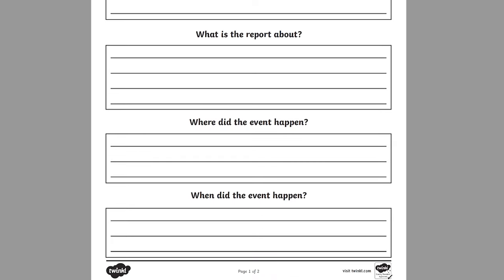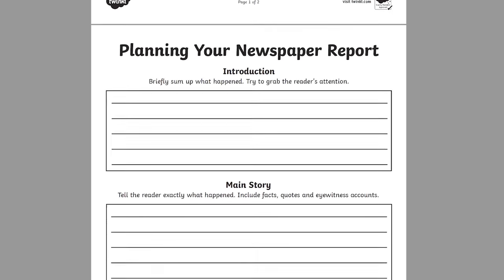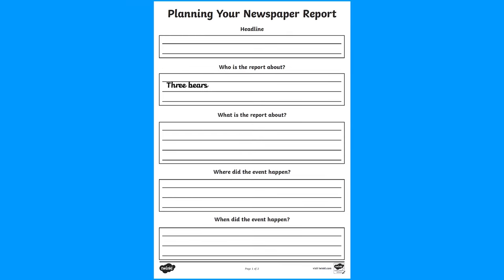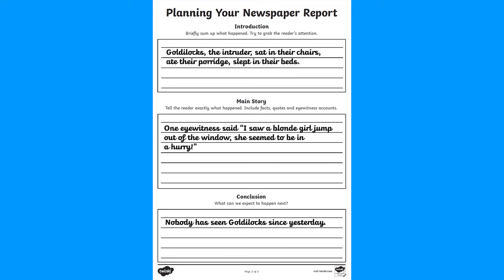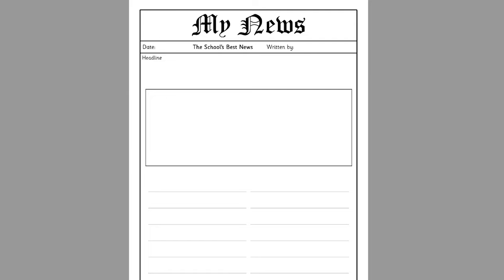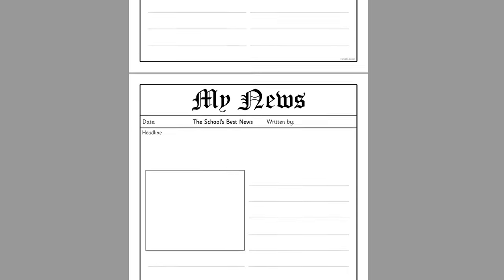After reminding your children of the features of newspaper writing, it's time to plan their own story. This activity reminds children of the who, what, where, and when questions that need answering, as well as the importance of the headline. Then sum up the facts of the story, include quotes from eyewitnesses, and hint at what might happen next in the conclusion. From there, Twinkl have a wide range of templates for a plethora of contexts.